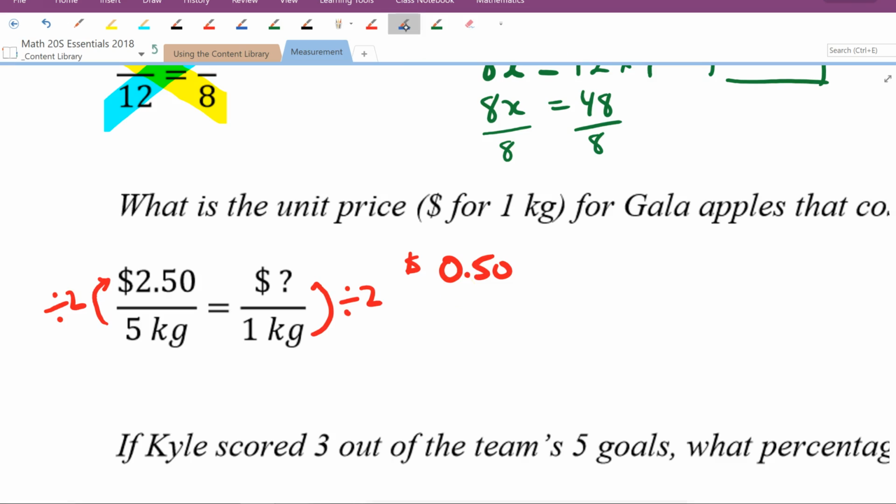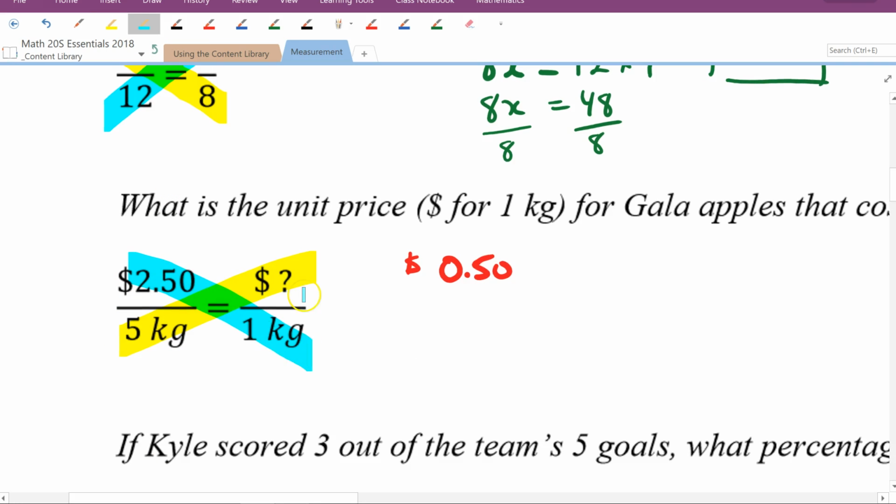That would work great. Or I could do the cross-multiplying method. It's these two multiplied by these two. I just have a question mark, but that's really the same as asking, what's x? So 5 times x, that's 5x, is equal to 2.5 times 1, which is just 2.5. Now to get x by itself, I have to divide both sides by 5.